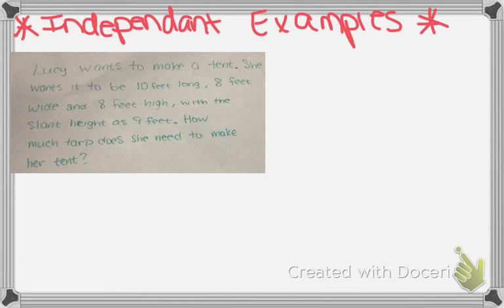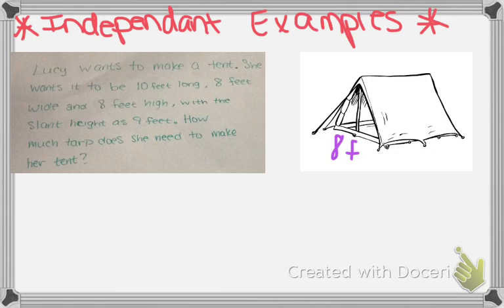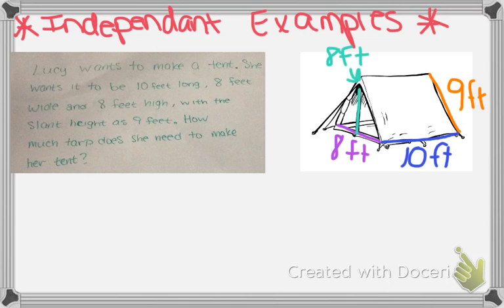Now we're going to do some independent examples. Your first problem that you need to solve is Lucy wants to make a tent. She wants it to be 10 feet long, 8 feet wide, and 8 feet high, with the slant height as 9 feet. How much tarp does she need to make her tent? This is the following picture to help you with your independent example.